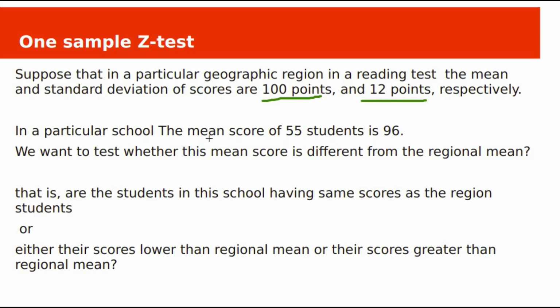In particular school, the mean score of 55 students is 96. We want to test whether this mean score is different from the regional mean. Observe here, I changed hypothesis statement little bit from the previous problem. In previous problem, statement was their mean scores are significantly lower than the region mean. Here we changed it to different. Different means either their scores lower than the regional mean or their scores greater than the regional mean.